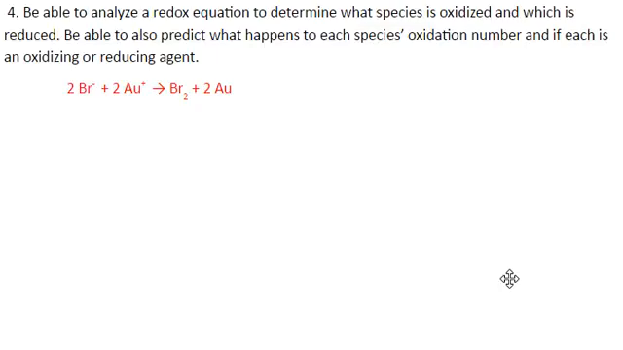Before it was molten and these ions broke free of each other, this was gold bromide. And as it's electrolyzed, we end up with bromine gas and solid gold.